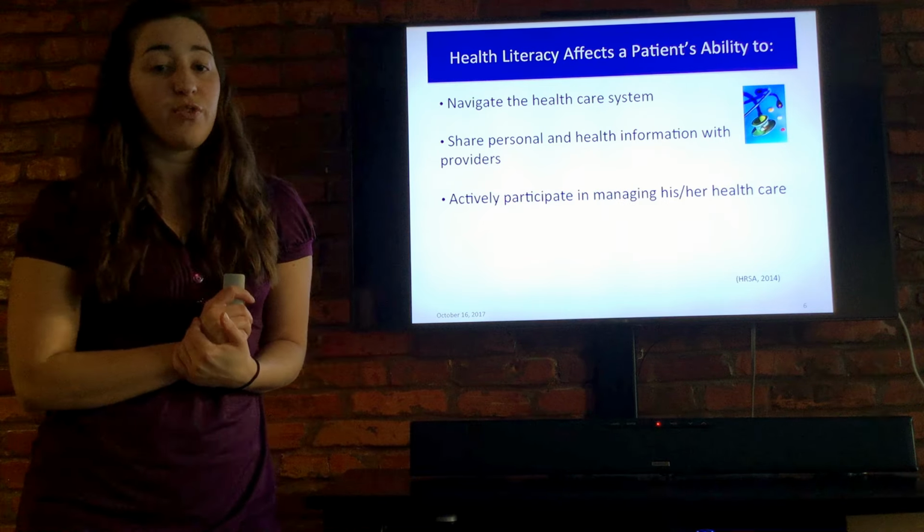So let's put ourselves in the shoes of a person who may have low health literacy. What is it like for a patient? You see this paragraph on the screen. Take a minute to try and decipher the material that's in it, and then we'll go through it together. So in the interest of time, let's go through this together.